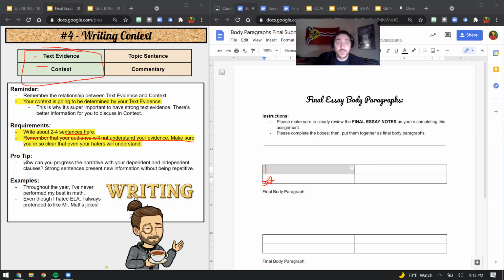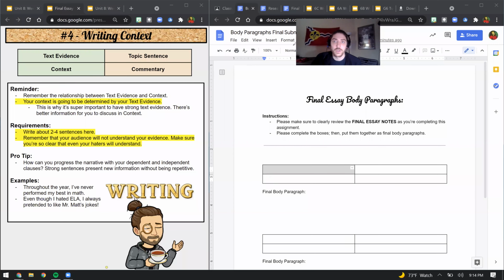Okay. Pro tip, how can you progress, my A students, how can you progress a narrative with your dependent independent clauses? Strong sentences present new information without being repetitive. And here's some examples I've used in the past. All right. As I continue here, let's go ahead and go to commentary.